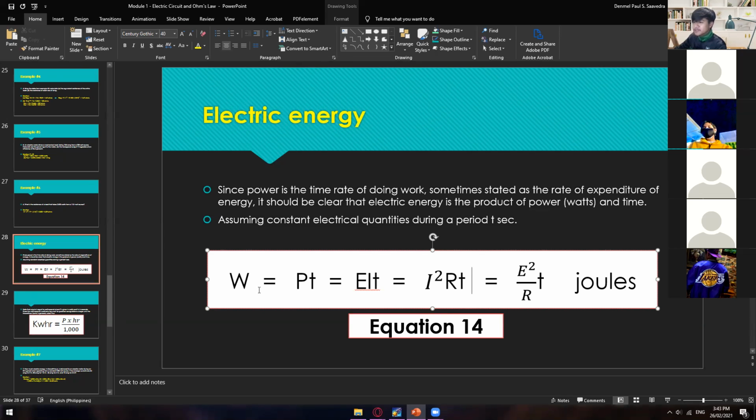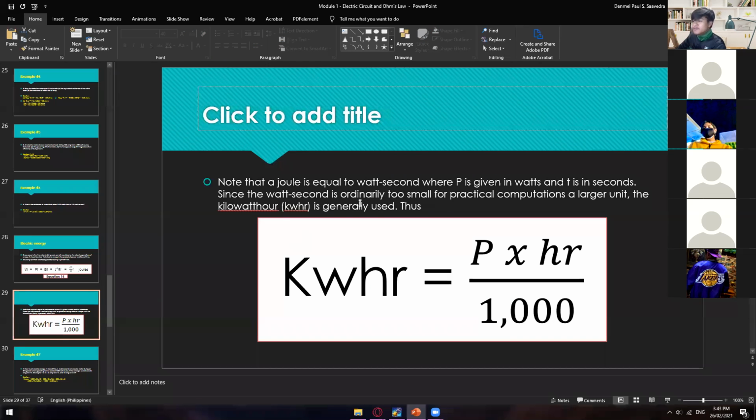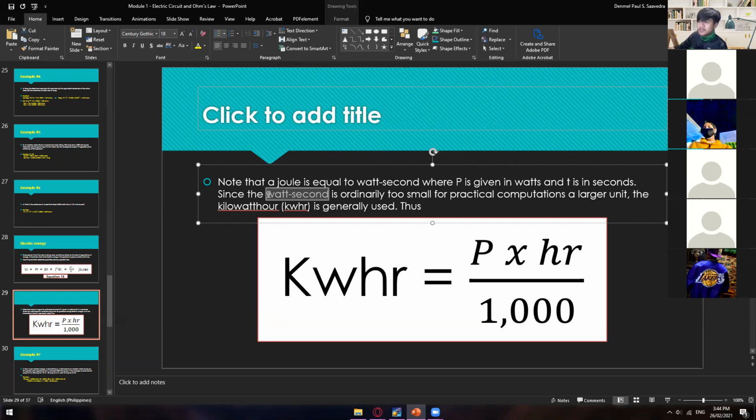All I need to do is memorize this one. Actually, this one is quite similar to energy or power, it's just that there's an additional T, or the time. Moving on, note that a joule is equal to a watt second, where P is given in watts and t is in seconds. So before, we have 1 watt equal to 1 joule per second. Since the watt second is ordinarily too small for practical computations, a larger unit, the kilowatt hour, is generally used.